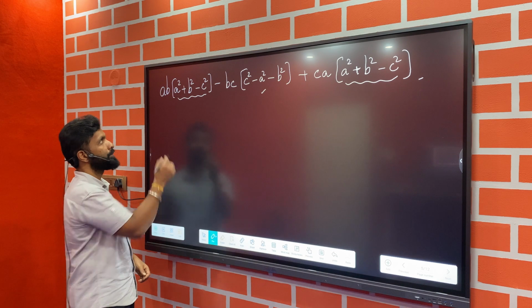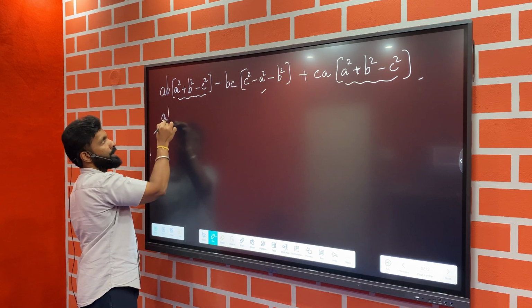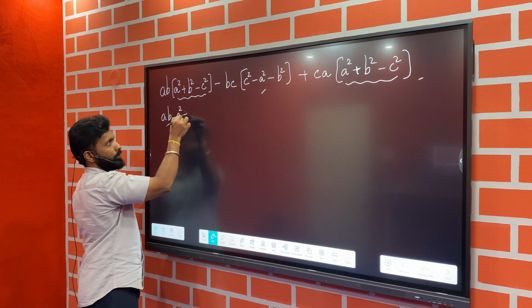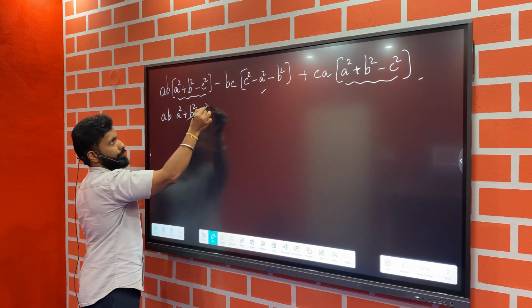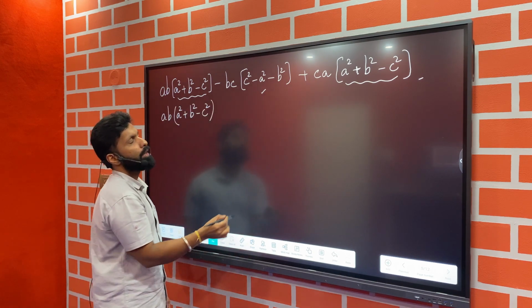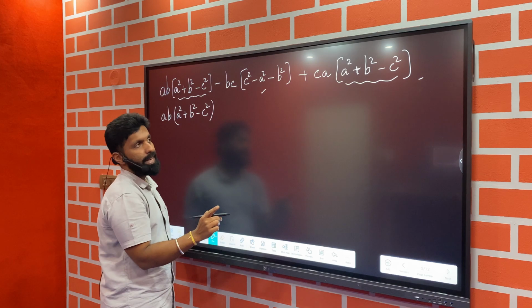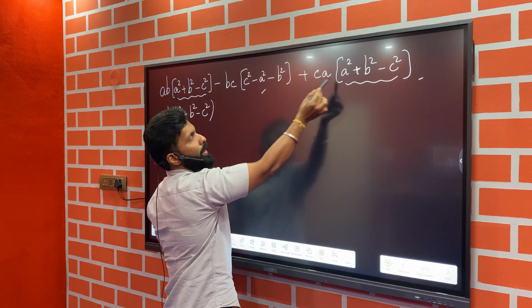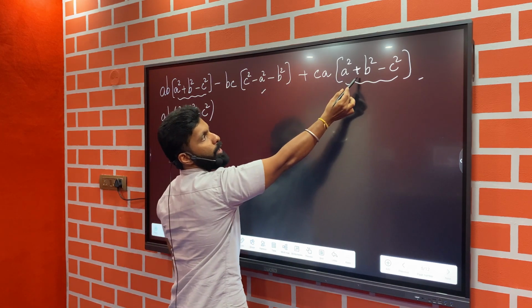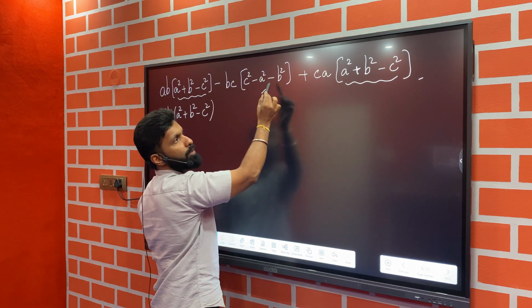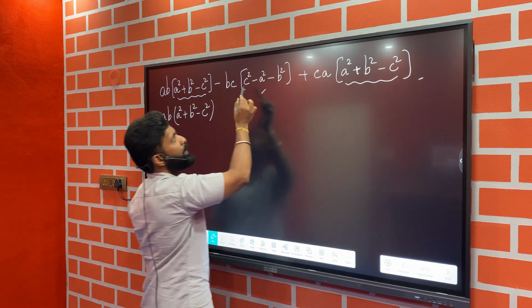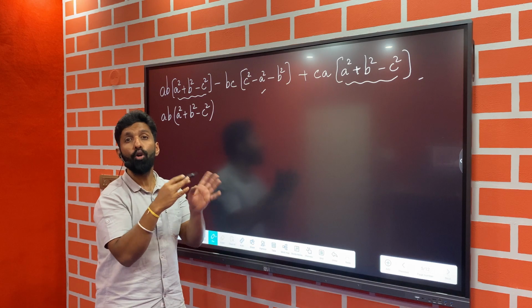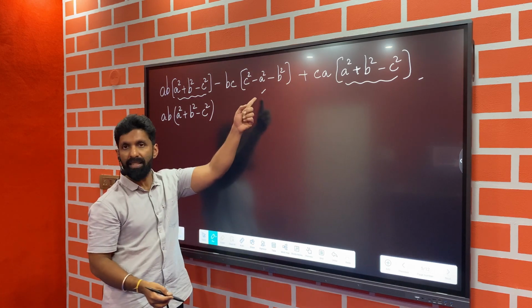Please observe. So I'm copying the same term here, ab. Understand clearly. I want plus a square, but here it is minus a square. I want plus b square. Here it is minus b square. I want minus c square, but here it is plus c square. So totally opposite signs are being present here.